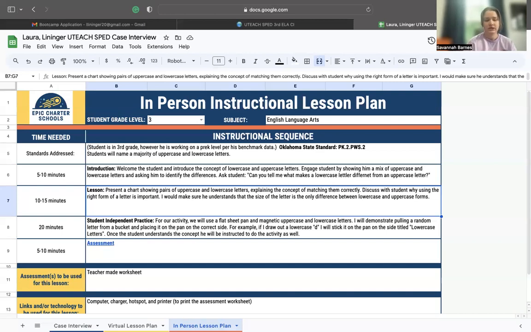And for the assessment, I would do a teacher-made worksheet, and I made a worksheet where the student will circle and sound out the uppercase letters first, and then at the bottom of the page is where he would circle the lowercase letters.